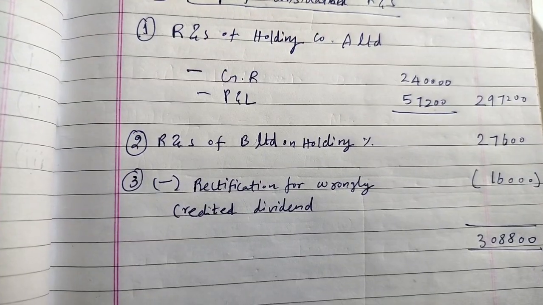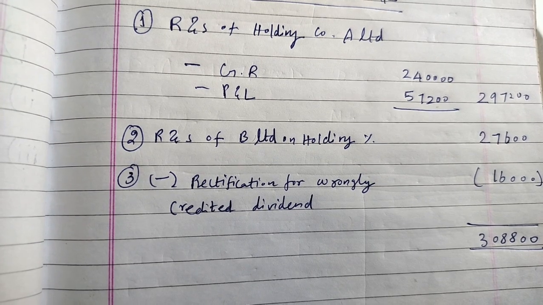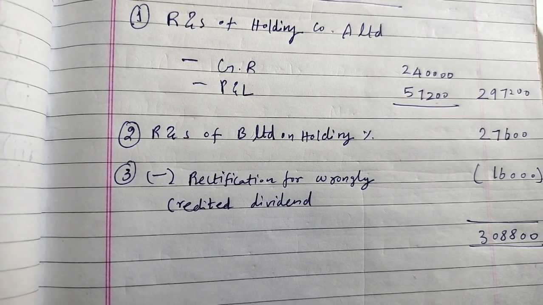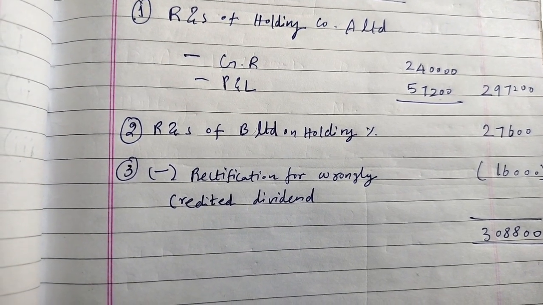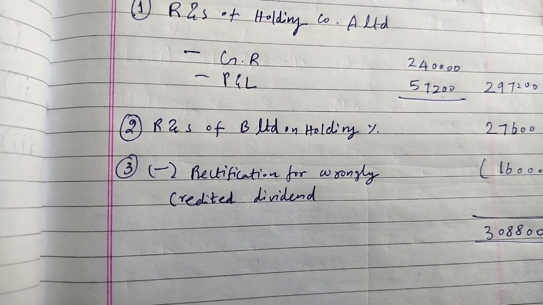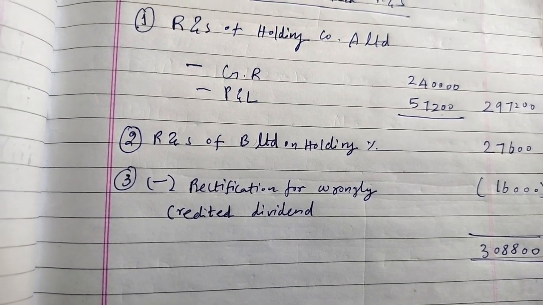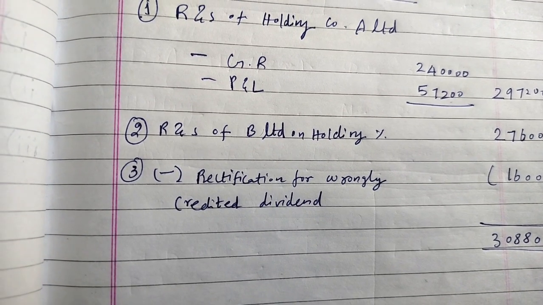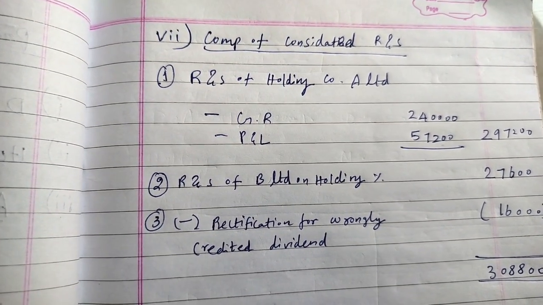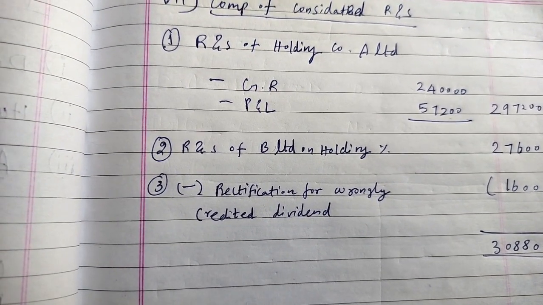Because of the wrongly credited dividend, the reserves and surplus of the holding company will be increased. So we need to deduct that. So minus rectification for wrongly credited dividend, 16,000. If we do so, we will get consolidated reserves and surplus.